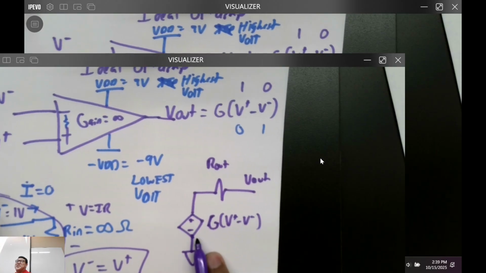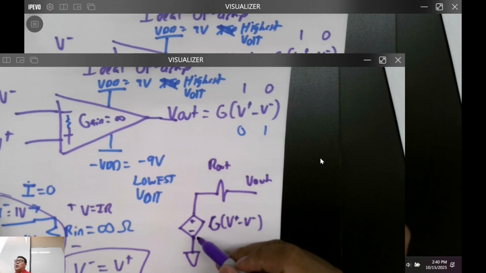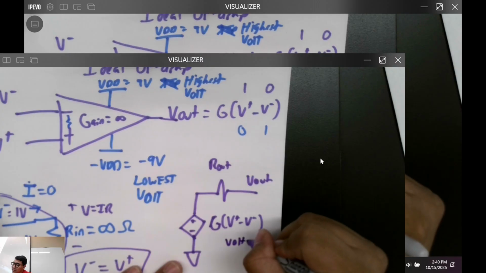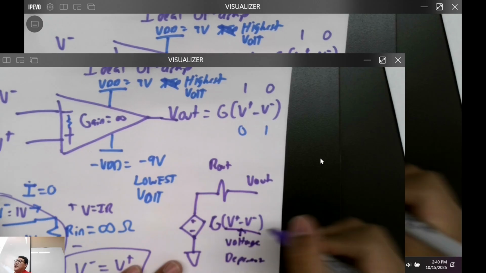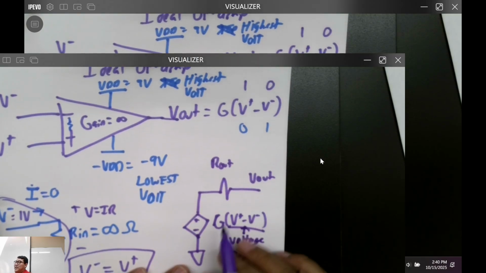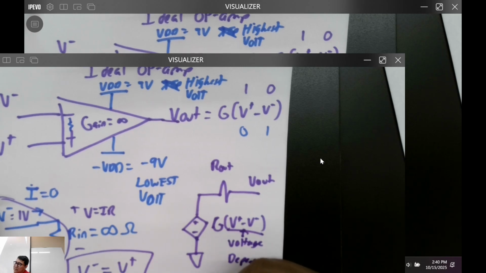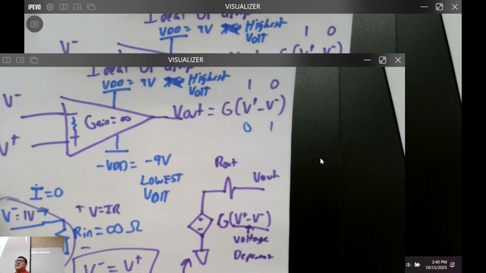And what is this symbol right here that I drew? It's a dependent source, a dependent voltage source. It's a voltage-dependent source because we're trying to calculate a voltage using voltages. A voltage-dependent voltage source, a voltage-controlled voltage source. That's what an op amp is. The inputs are a voltage, the output is a voltage.